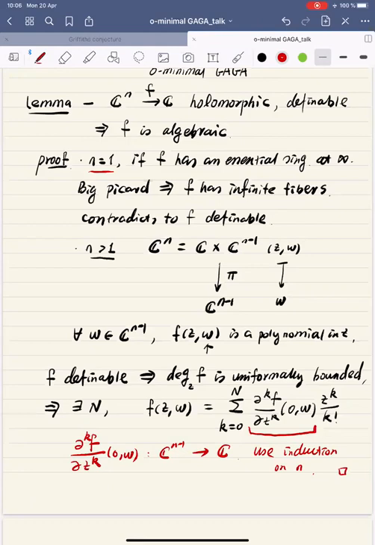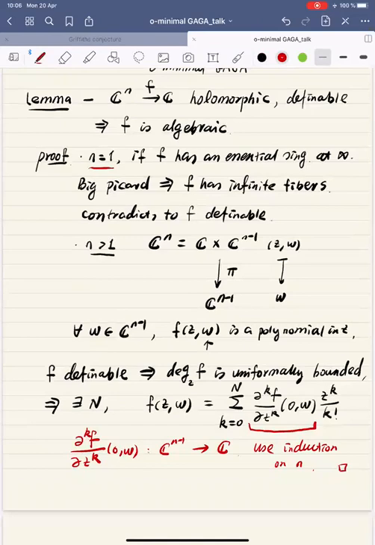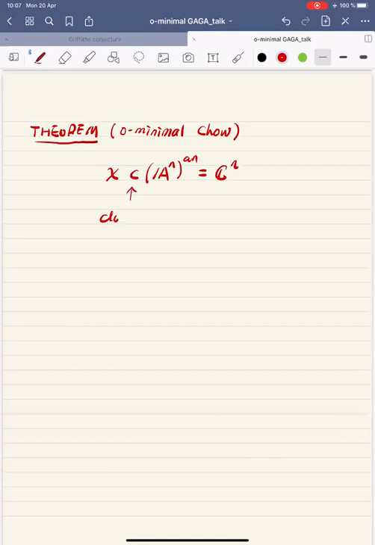And using this simple lemma, we can give a proof of the so-called O-minimal Chow theorem, the definable version of the Chow theorem. So suppose we have a closed analytic subvariety X in C^m.